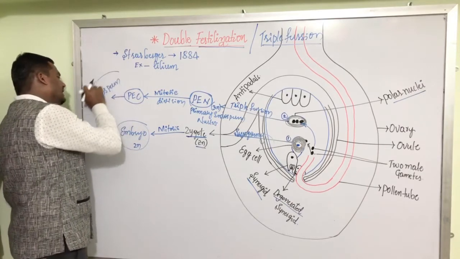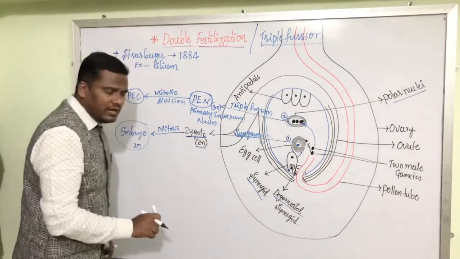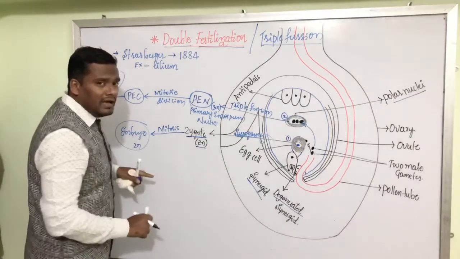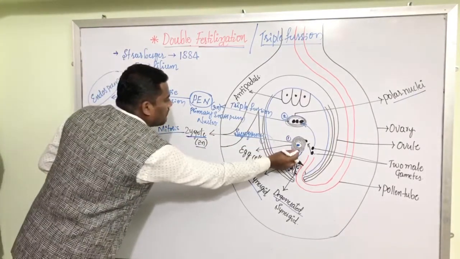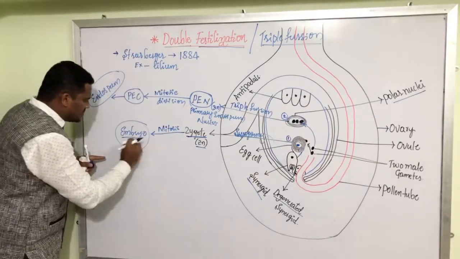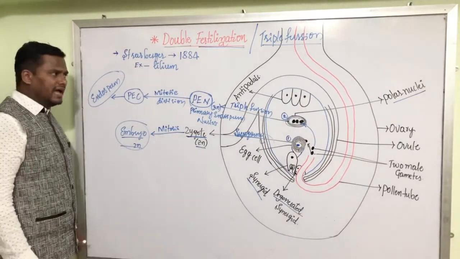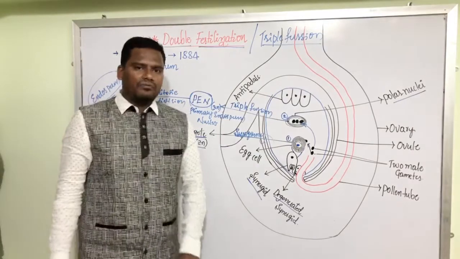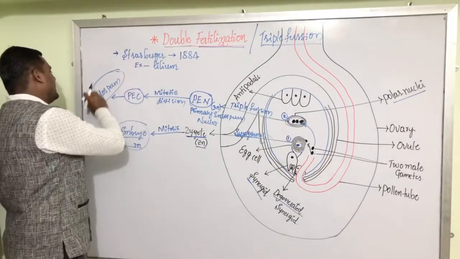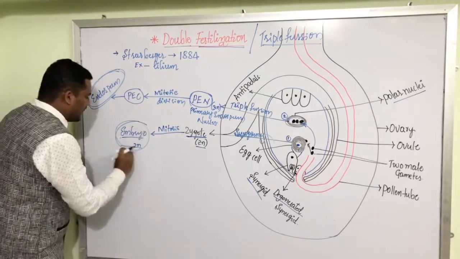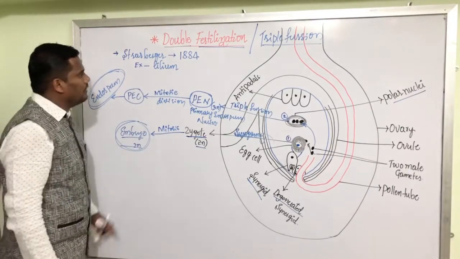endosperm. The end result of the triple fusion is endosperm, and the end result of the first fusion is the embryo. That means after double fertilization, two very important structures are formed: one is the endosperm and the other is the embryo.